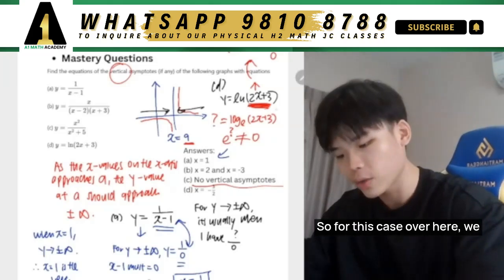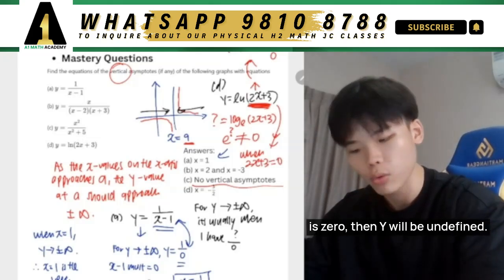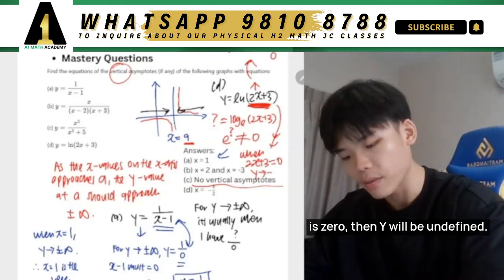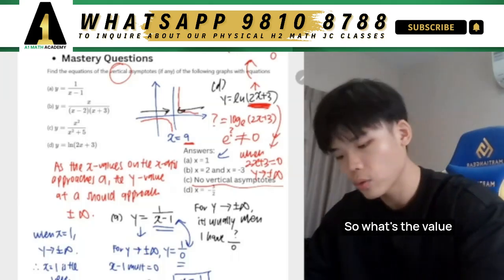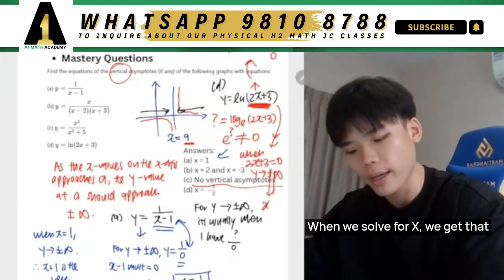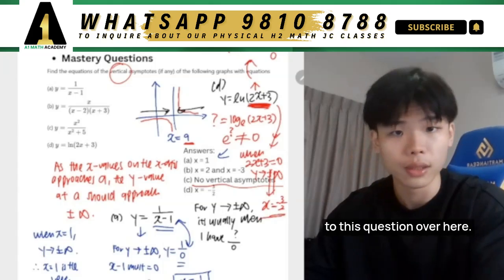So for this case over here, we know that when 2x plus 3 is 0, then y will be undefined. In other words, y will approach plus minus infinity, right? Because it will not exist. So what's the value of x in this case? When we solve for x, we get that x is negative 3 over 2. And that's the final answer to this question over here.